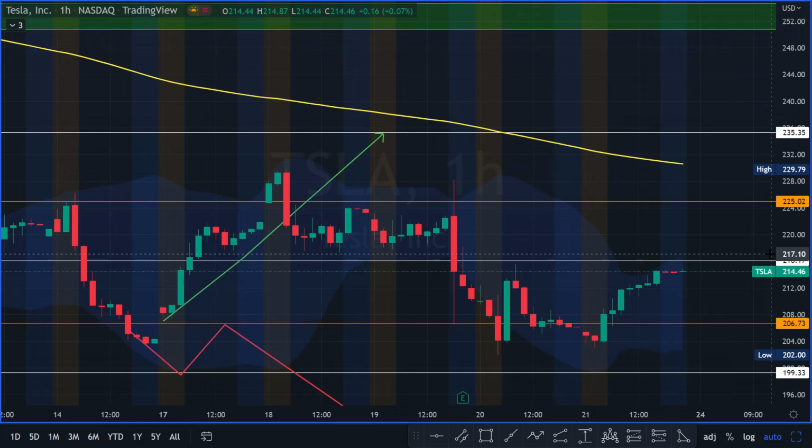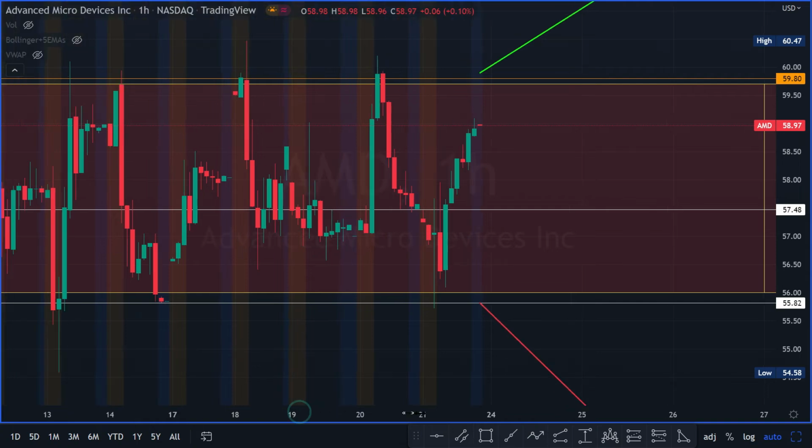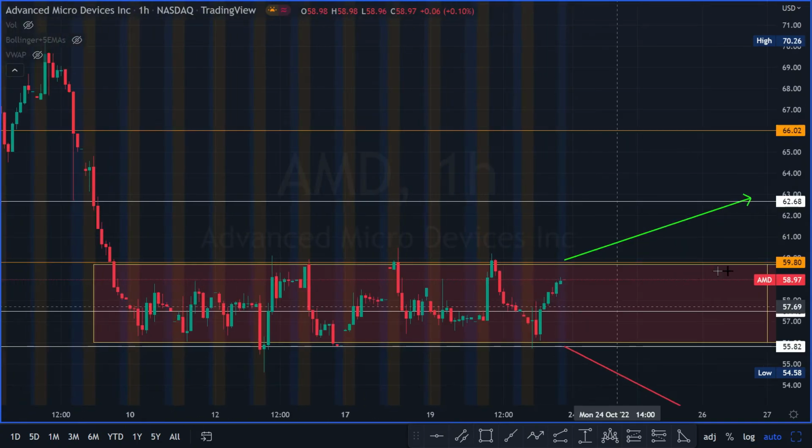Moving on to AMD. AMD is in the same area that it's been all month. We fell into this consolidation zone between 59.80 and 55.82 at the beginning of October, and we've just kind of been bouncing in between it for the entirety of the month. So same thing as last week. I've already moved the lines down.